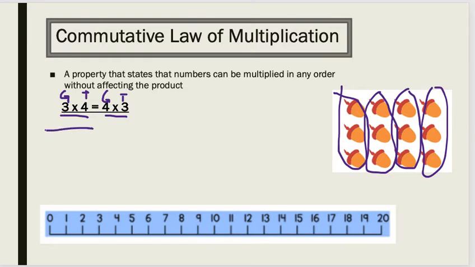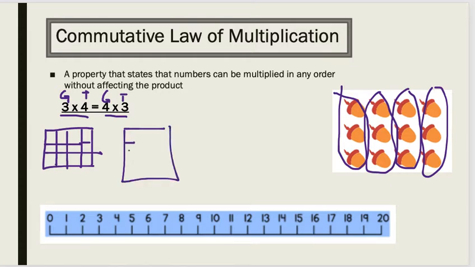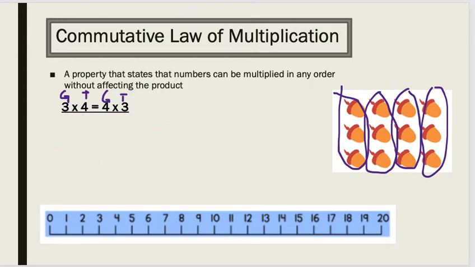So again, if I have 3 groups, let's draw it out: 1, 2, 3, of 4: 1, 2, 3, 4. I have 12. Whereas if I have 4 groups: 1, 2, 3, of 3, I still have 12. These numbers are the same. It doesn't matter the order in which I multiply them. Hope that helps. If not, if you're more of a number line person, that's okay too.